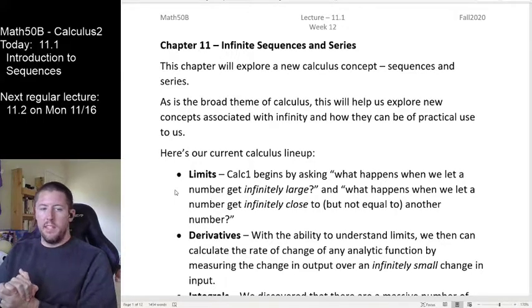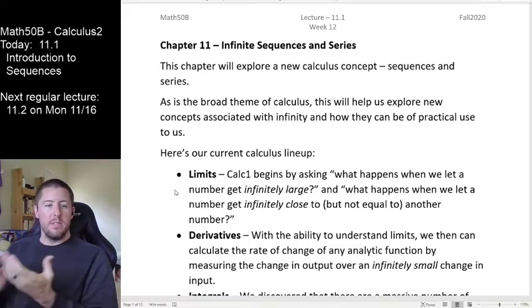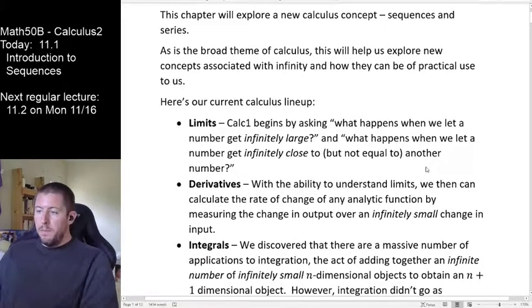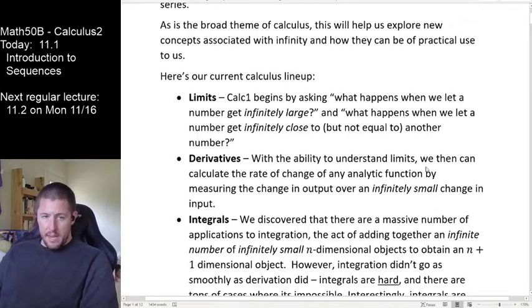So what we really want to do right now is go on down the line and say, what have we been doing with calculus? And what are we now going to be able to do with calculus if we know about sequences and series? How does this relate to the stuff that we've already seen before? So here's our current calculus lineup.